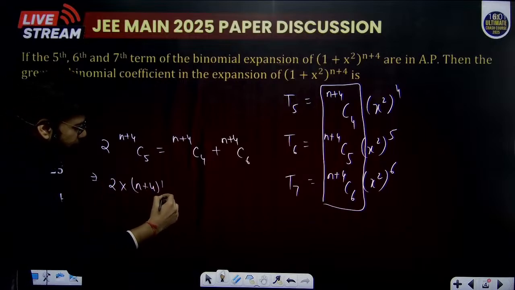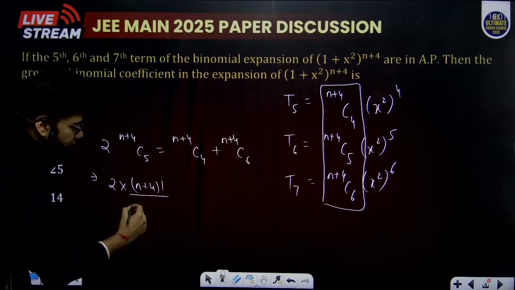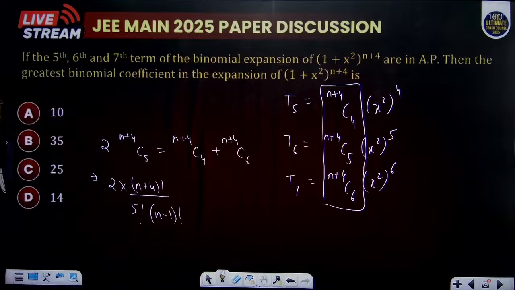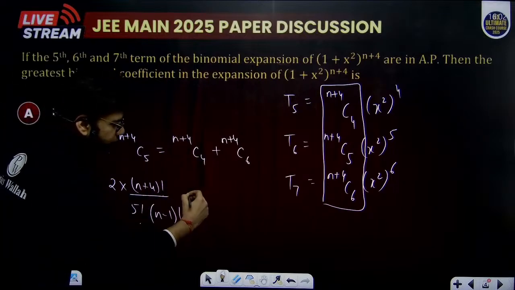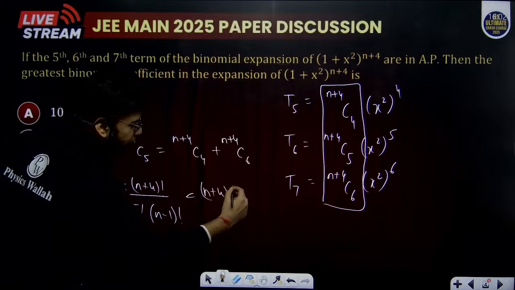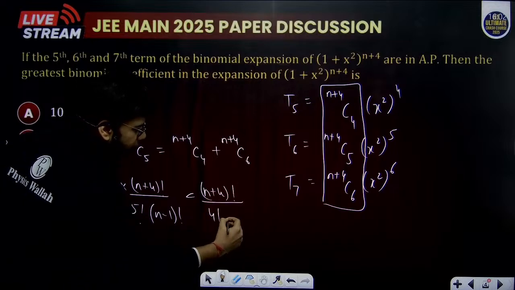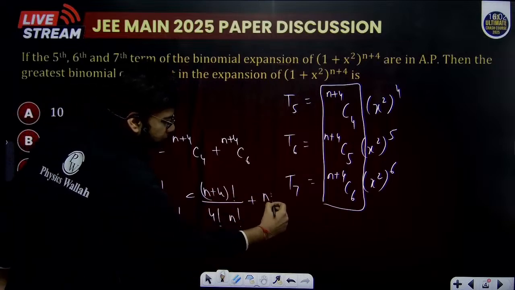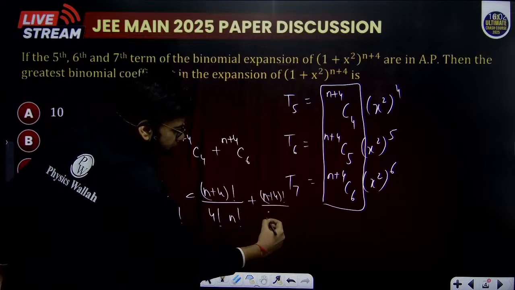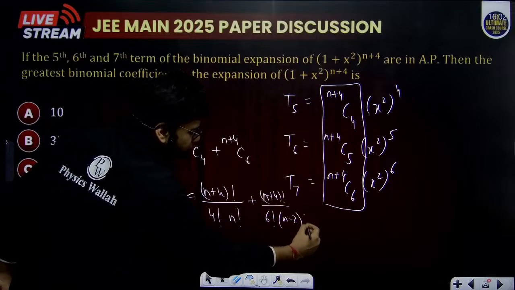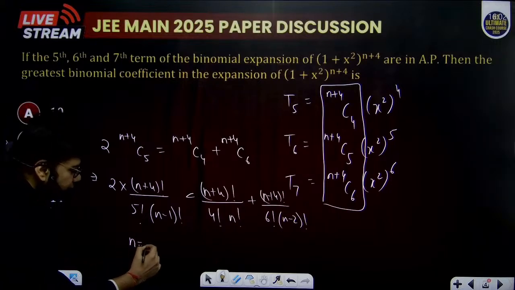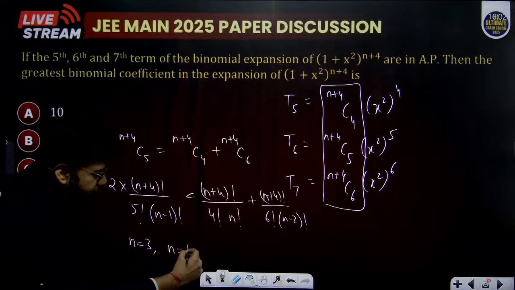Now you can open this: (n+4)! upon 5! (n+4-5)!, you will get (n-1)!, equal to (n+4)! upon 4! n!. Very basic equation. Then this one is (n+4)! upon 6! (n-2)!. Once you simplify this expression and try to find the values of n, you will get the values of n as 3 and n as 10.